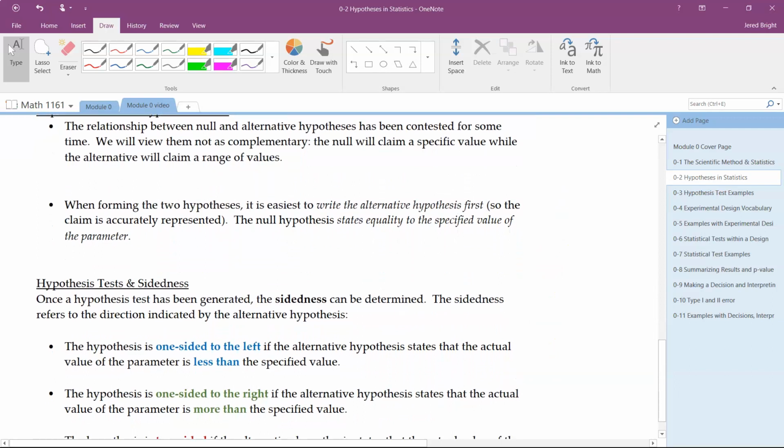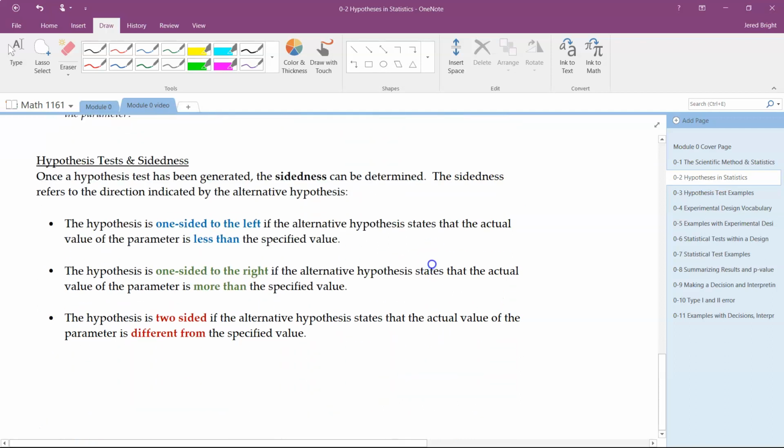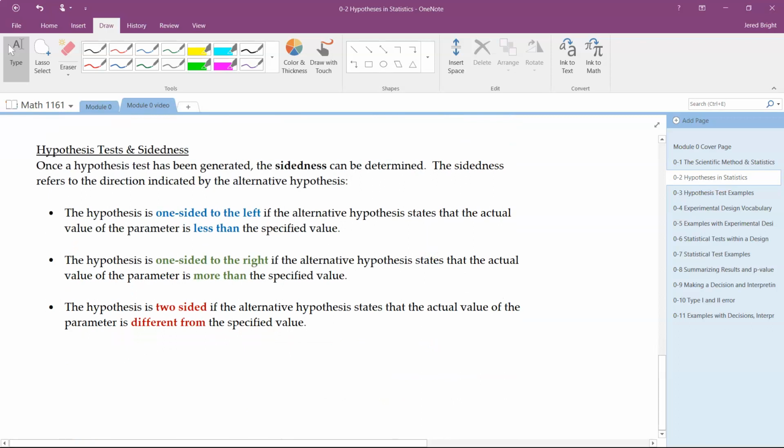My suggestion when you're writing out the two hypotheses, because you always need a null and alternative hypothesis in every hypothesis test, is to write the alternative first because that's the new idea, and then the null becomes a little bit easier to write because it's just this parameter equals this value. When we talk about hypothesis tests, we also talk about this idea of sideness. The sideness is determined exclusively by the alternative hypothesis. We get one side to the left if the alternative is less than, so left is less. It's going to be one side to the right if the alternative hypothesis states that the actual value of the parameter is more than, so right is greater than. And then two-sided is just different from.